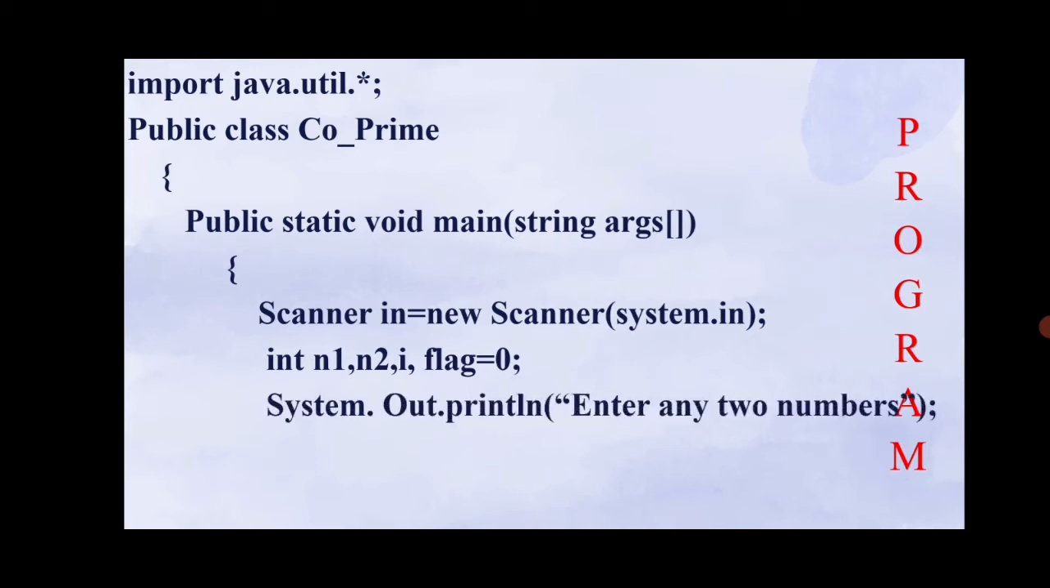System.out.println("Enter any two numbers"). Here I am entering two numbers. n1 = in.nextInt() and the next number n2 = in.nextInt(). The two numbers are n1, n2. This is the input part. Now I am going to check whether these two numbers are co-prime or not. How to check these numbers? We are going to find the factors of these numbers. The highest common factor is 1 if they are co-prime.